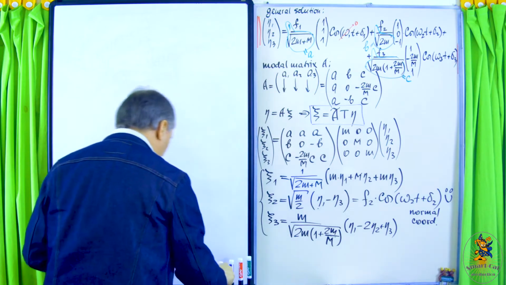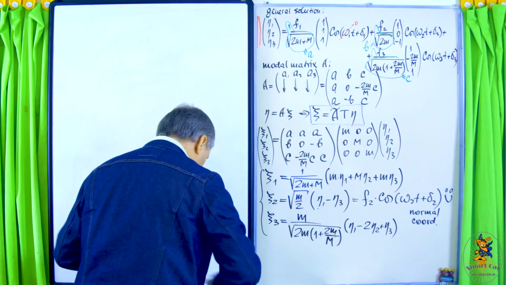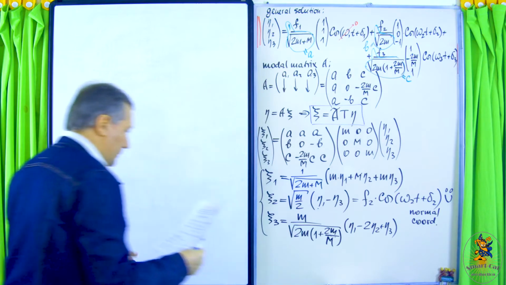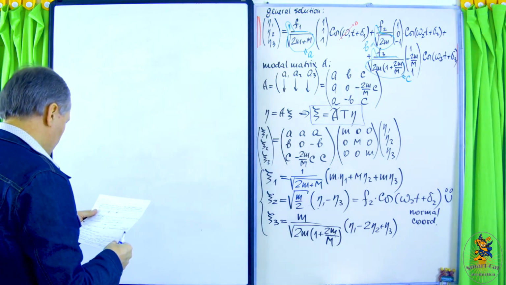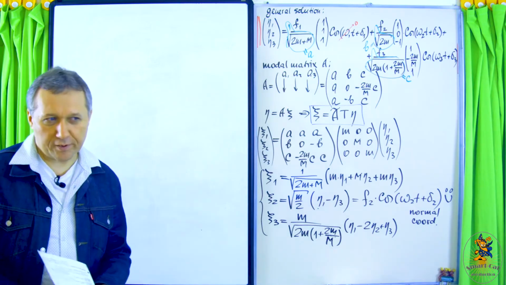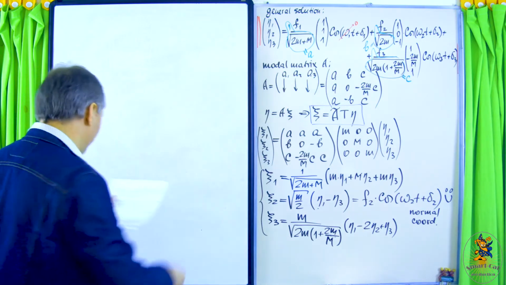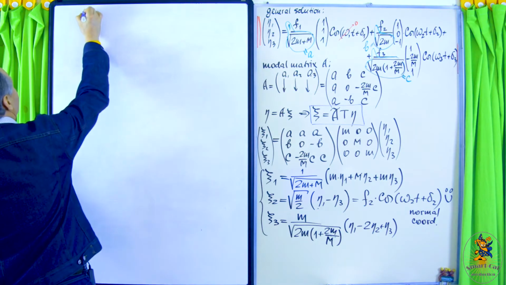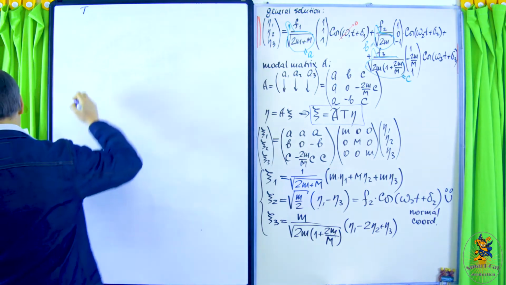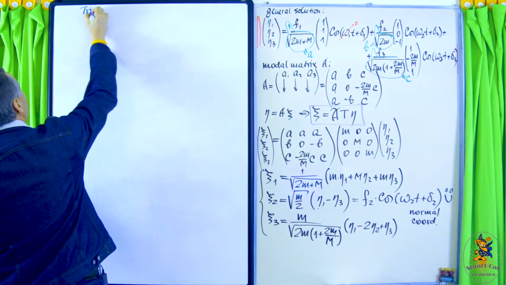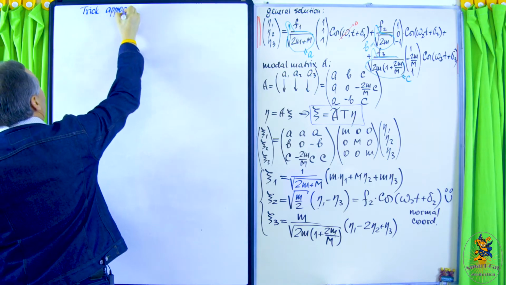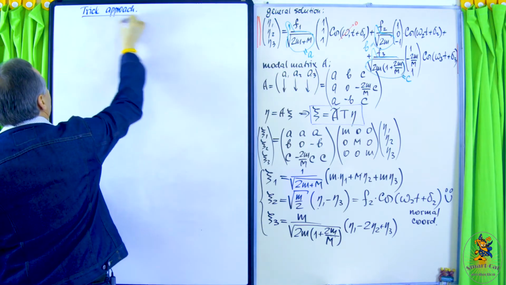So let me write something like this. This is too long. I will just write trick method. Why not? Approach or method, something like that.